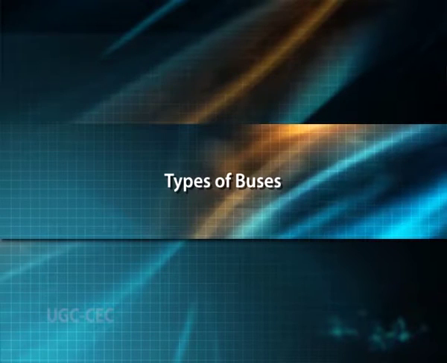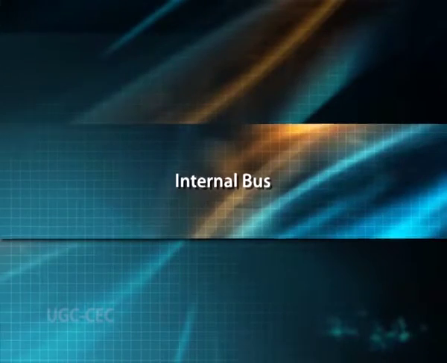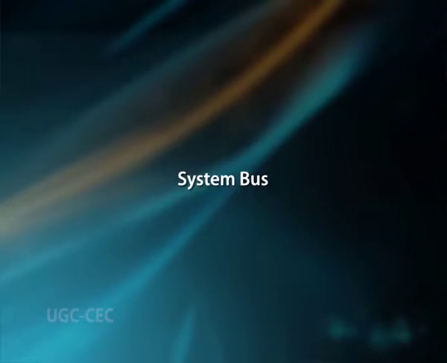Types of buses. Mainly, a computer's bus can be divided into two types: internal bus and external bus. Internal bus: a bus or set of wires which connects the various components inside a computer is known as an internal bus. As it is used for internal communication purposes, it connects various components inside the cabinet like CPU, memory and motherboard. It is also known as a system bus.